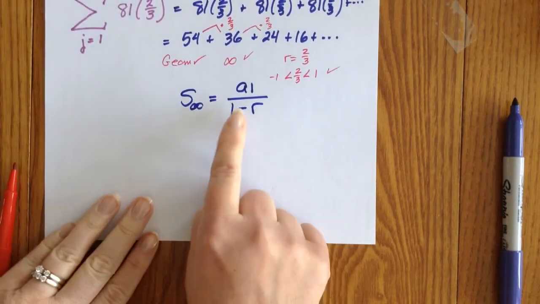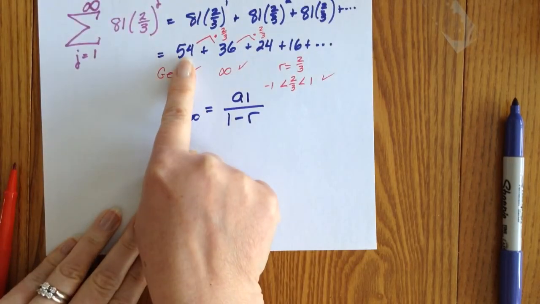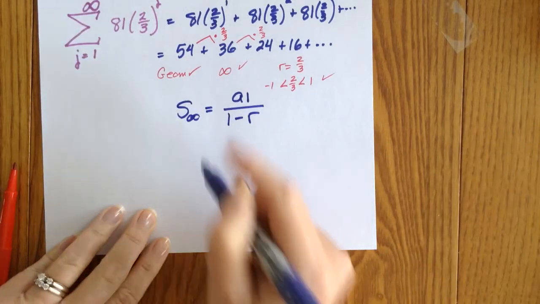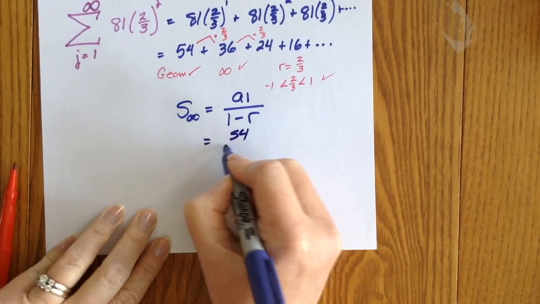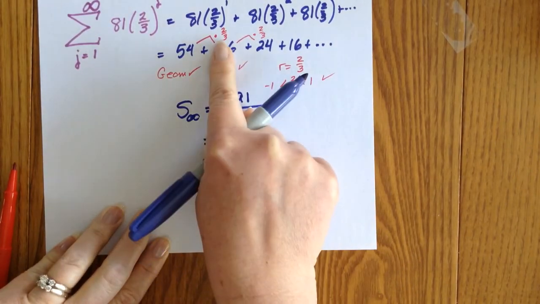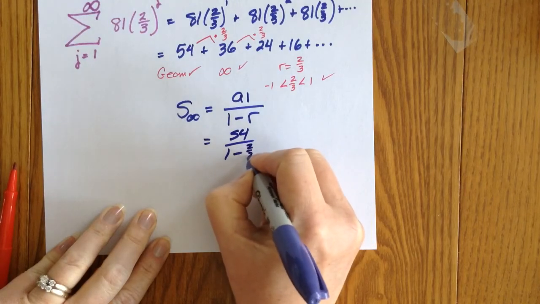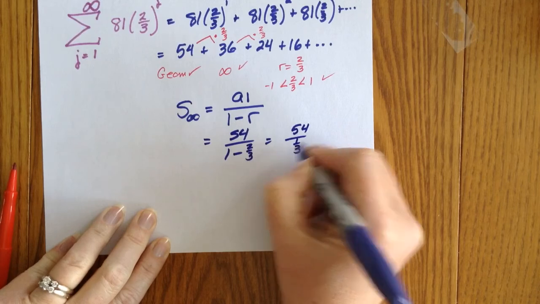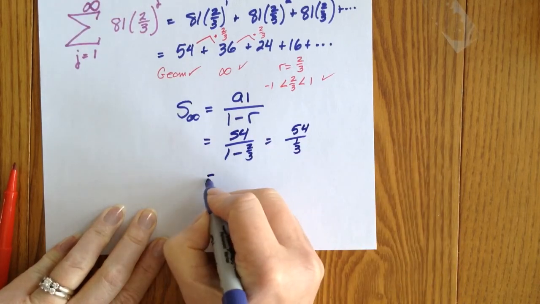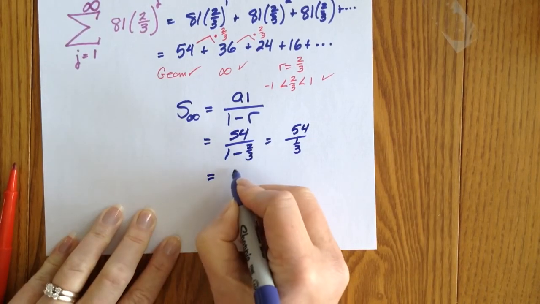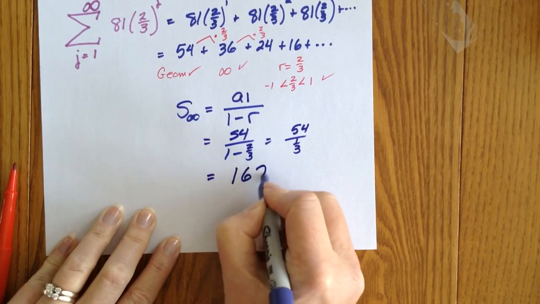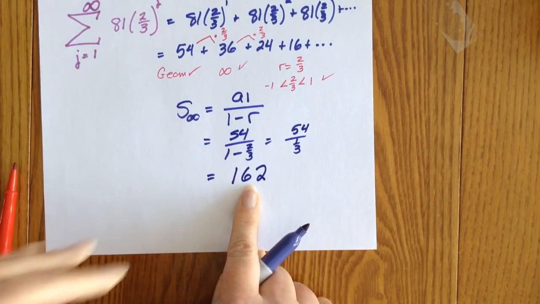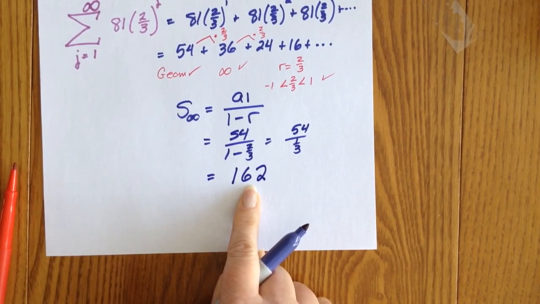Yeah, okay. So back to here. A sub 1 is 54. Put 54 up here. 1 minus the r value is 2/3, so we do 54 over 1/3. We multiply by the reciprocal. And our infinite geometric sum has a finite answer. Wow. I know.